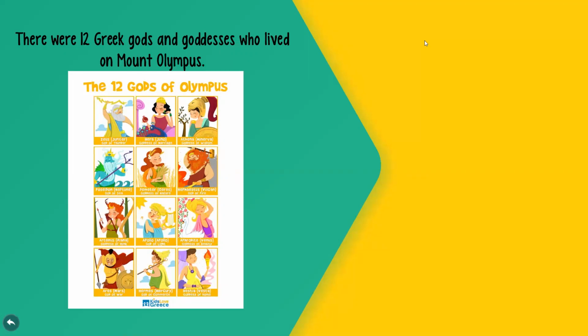Now, one of the gods who isn't on there is Hades. Now, he was the god of death, and he chose to live in the underworld. Okay, now that is where the Greeks believed that once they passed over, once they died, they would go to the underworld. And because he ruled under there, he was the king of the underworld. Now, there were other gods and goddesses as well, but these were the 12 main ones.